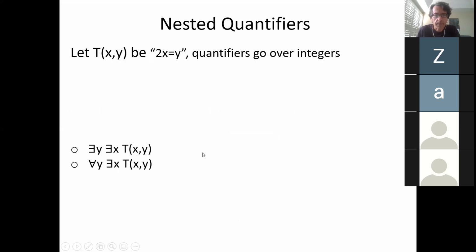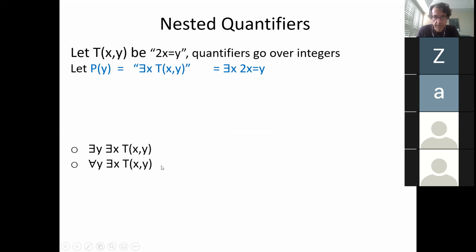All right. So let me go over this slide. Nested expressions. Okay, so let's continue with our expression predicate, that is, g of x, y: twice x is y. And the domain is integers now, not just positive integers, but all of them. So consider nested expressions like this. There exists a y such that there exists an x such that twice x is y, or for all y there exists an x such that twice x is y.